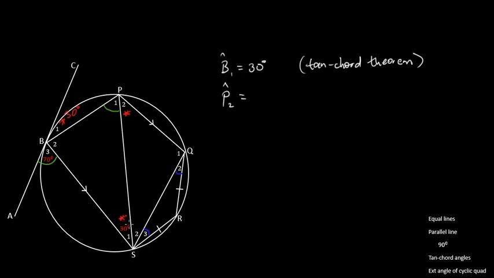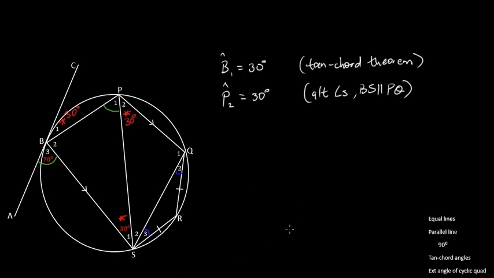Remember, these are alternating angles, P2 and S1. So P2 is then 30 degrees. Reason: alternating angles, BS is parallel to PQ. Now, I'll have to write my P2 on the diagram, and then P2 is the new starting point to say what's the relationship between P2 and the angle I'm looking for.